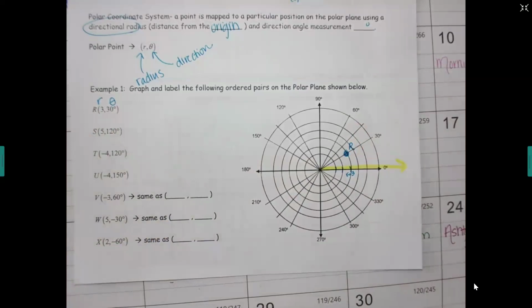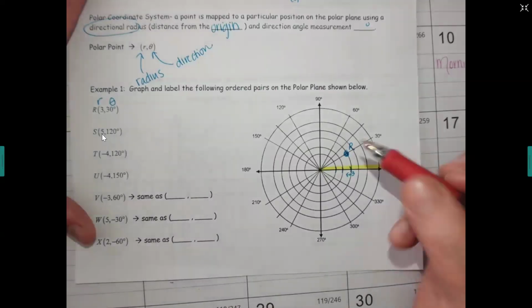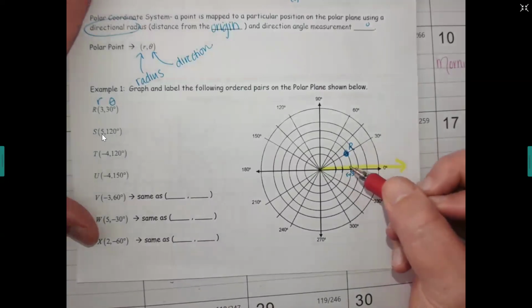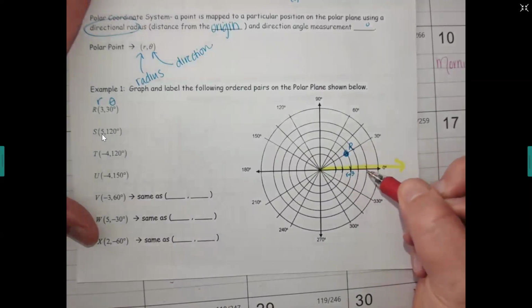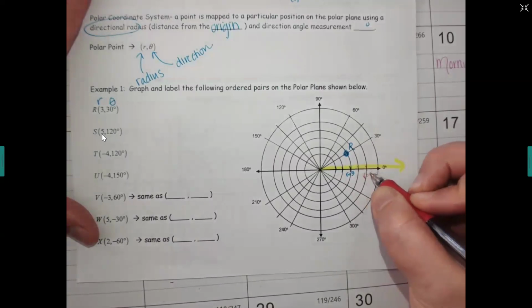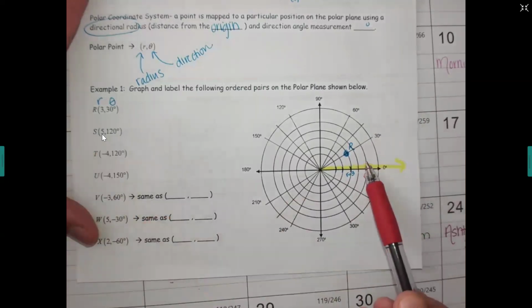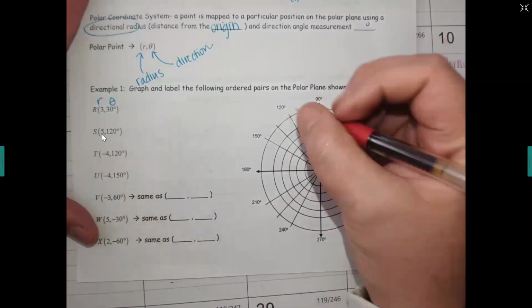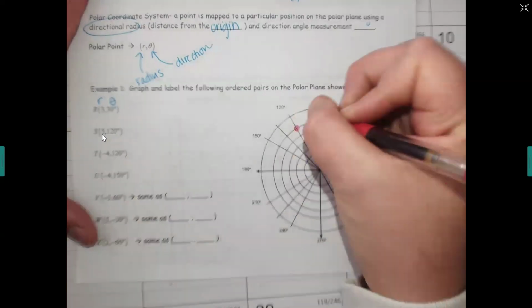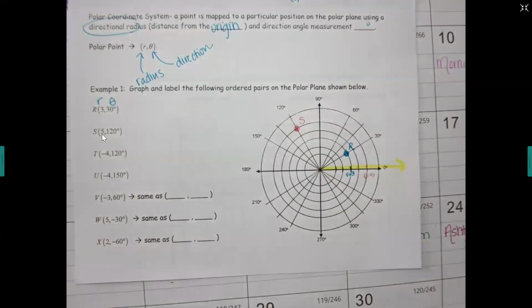All right, next point, I want to be on the 5th ring, and I want to be on 120 degrees. So this would be 1, 2, ring 3, ring 4, ring 5. But then I need to rotate around to 120 degrees. So that would be all the way to here. And that would be point S.